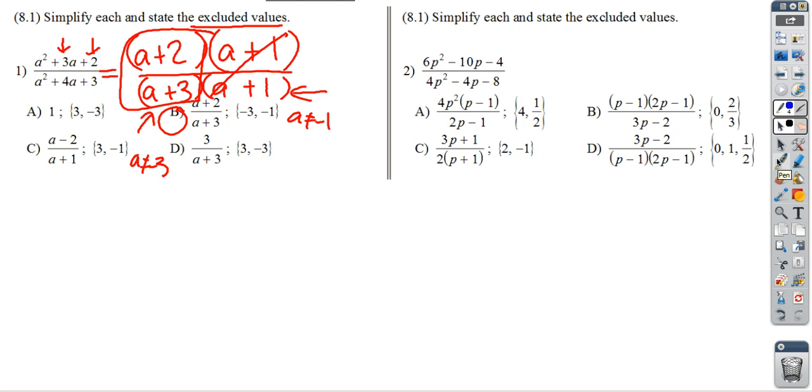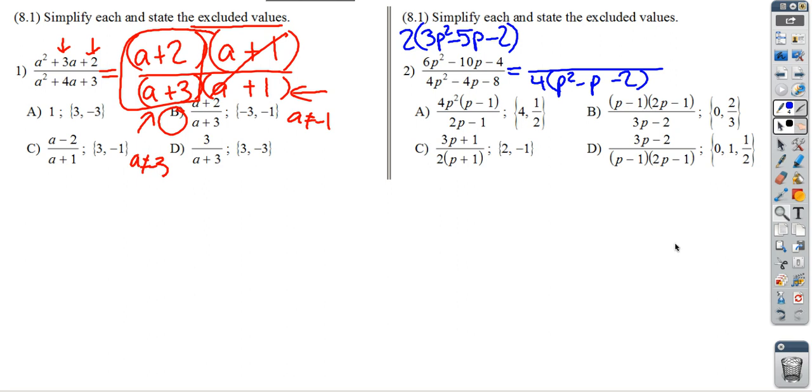Okay, so this one right here, we can always start by seeing if there's a common factor that we can pull out, and in this case we can pull out a 2 from all of those numbers. So 6p squared divided by 2 is 3p squared. 10p divided by 2 is 5p, and 4 divided by 2 is just 2. Okay, same thing on the bottom. The bottom has 4 going into all of those numbers. So if you divide each of those numbers by 4, you would get what you see right there.